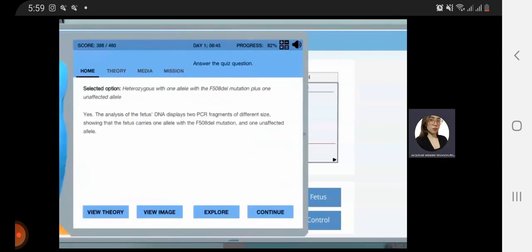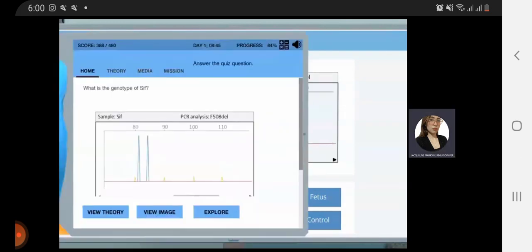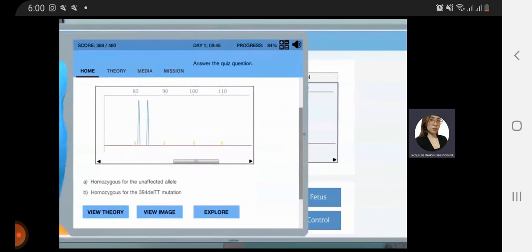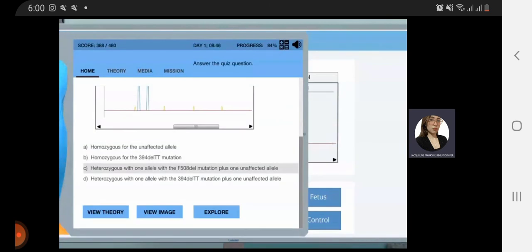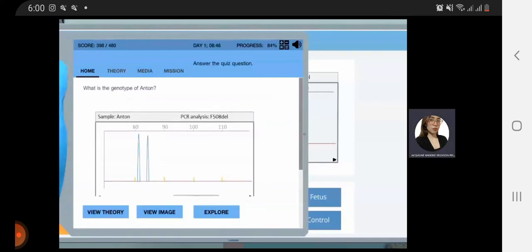Yes, the analysis of the fetus DNA displays two PCR fragments of different size, showing that the fetus carries one allele with the F508del mutation, and one unaffected allele. What is the genotype of SIF? Yes, the analysis of DNA from SIF reveals that she, like the fetus, has one unaffected allele and one allele carrying the F508del mutation. What is the genotype of Anton?